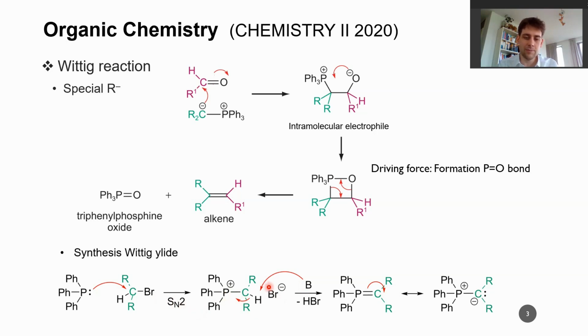And then a base comes by and abstracts one of the protons here. HBr is eliminated, and then we are forming this ylide. And why is it called an ylide structure? We are having these 2 components, yl, from this structure here, where we have a carbon-phosphorus double bond, and then we have the ide structure here, indicating charged structures, where we have a positively charged phosphorus atom and this negatively charged carbon atom with the lone pair that was then used in the initial Wittig reaction to react with our carbonyl component.